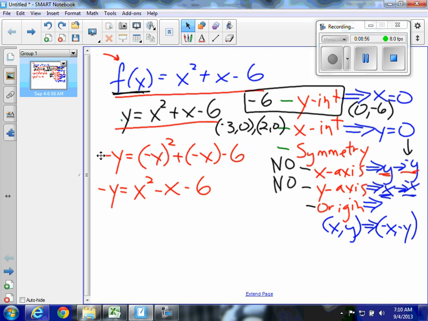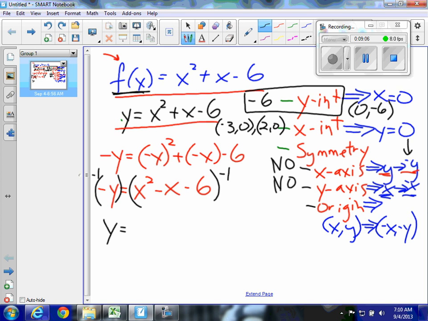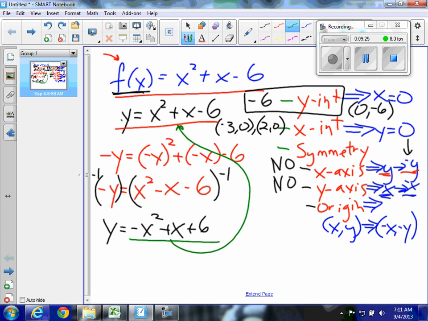Well, let's get just a y on the left-hand side. So let's multiply this by negative 1. And we'll get y is equal to, now I have negative x squared plus x plus 6. Is this the same as that? No, they're very different. So the answer to this is no. I do not have symmetry over the origin.